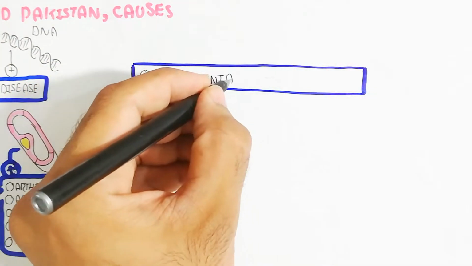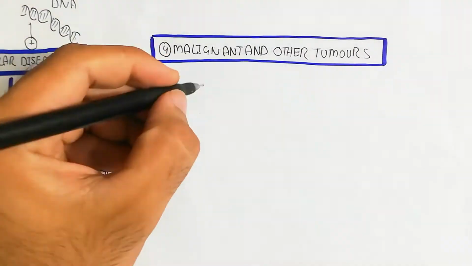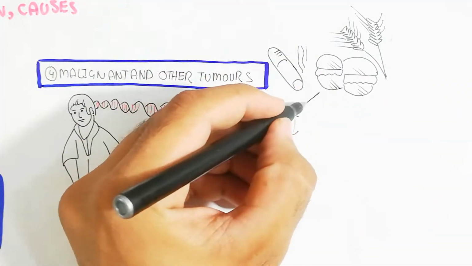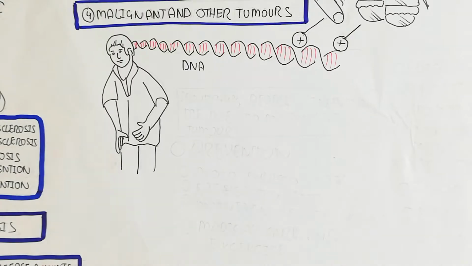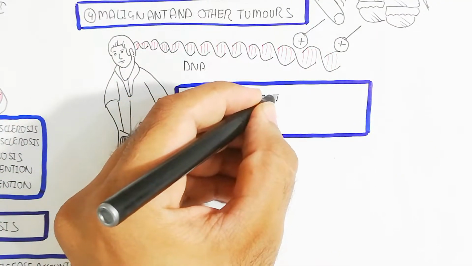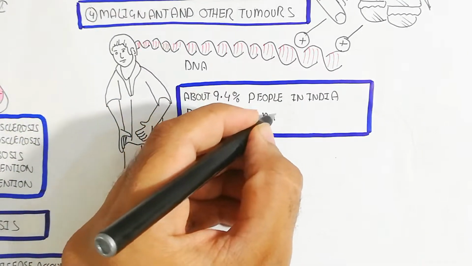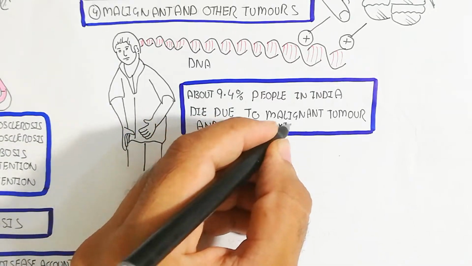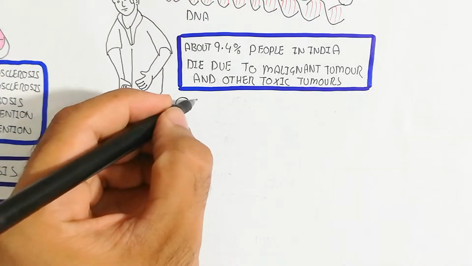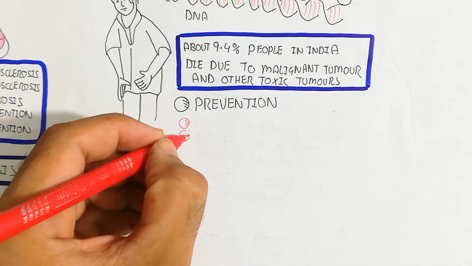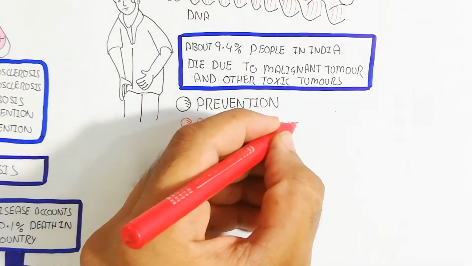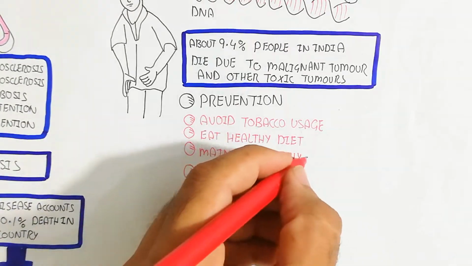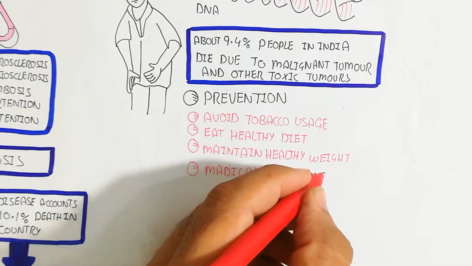The fourth is malignant and other tumors, due to cancer. A malignant tumor is cancer, and the other is the benign tumor, which is non-cancerous. It is caused by changes in DNA due to smoking, food changes, diet changes, bad food and bad eating behavior, and about 9.4% of people in India die due to malignant and other tumors. This is less than the other three diseases: cardiovascular disease, respiratory disease, and tuberculosis. On the other hand, we can prevent it. Prevention is to avoid tobacco, because tobacco also causes epigenetic mutation, eat a healthy diet, maintain a healthy weight, get medical care and exercise. Medical care is very important, and exercise also.